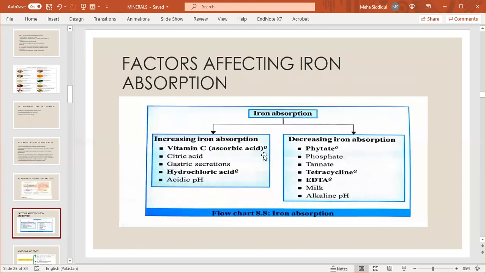Now, there are some factors that affect iron absorption. The factors that increase iron absorption are vitamin C, citric acid, gastric secretions, hydrochloric acid, acidic pH. And the factors that decrease iron absorption are phytate, phosphate, tannate, tetracycline, EDTA, milk, and alkaline pH.